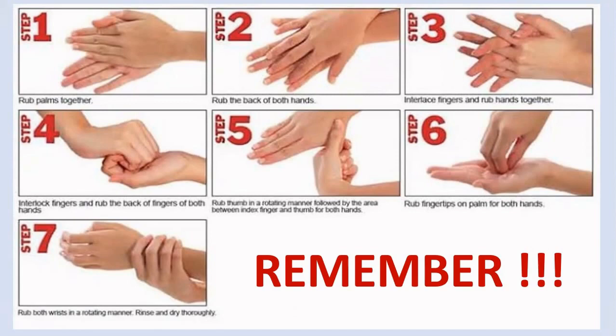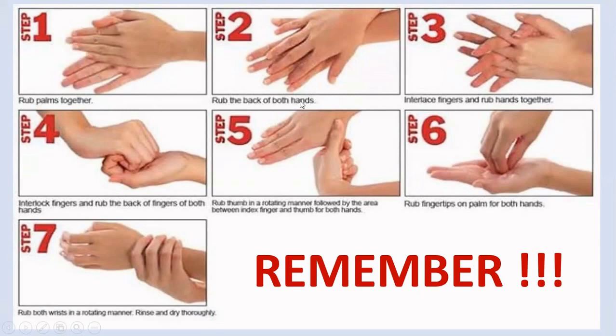Now there are 7 steps. Step number 1, whenever we go for hand washing, we should take soap in our hands. We should rub the palms together and form a rich lather with the help of water. We should rub our palms together. Step number 2, rub the back of both of your hands.